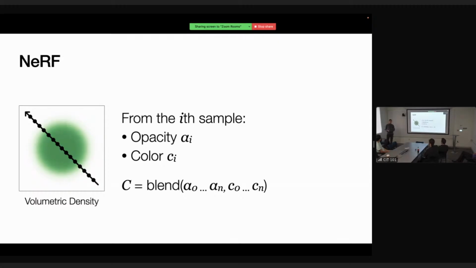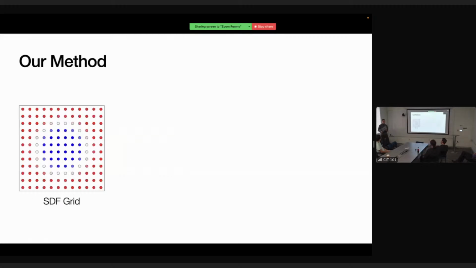But in our case, we don't have volumetric density. Instead, what we have is a grid of SDF values. And the problem is that you can't just volume render an SDF grid.